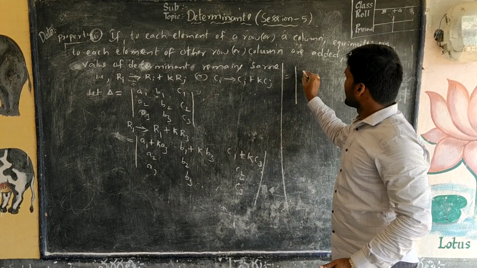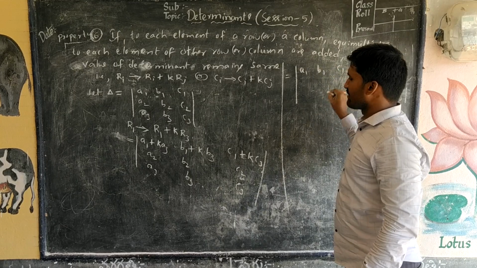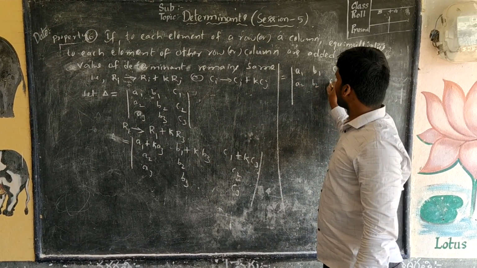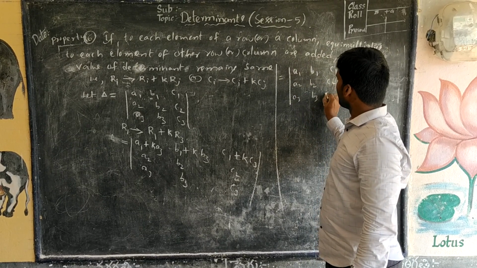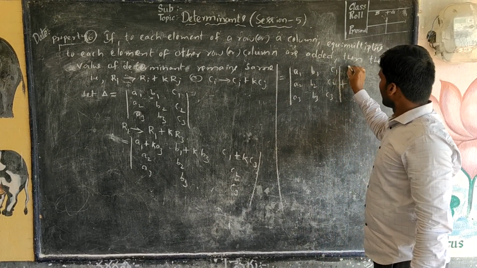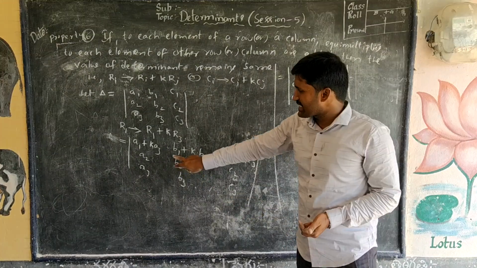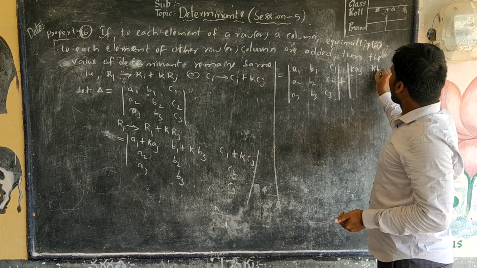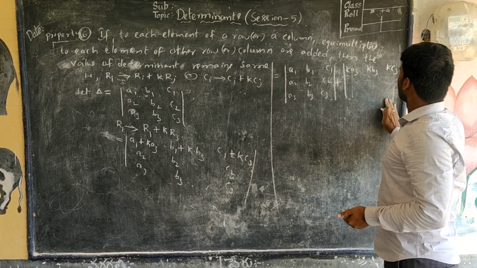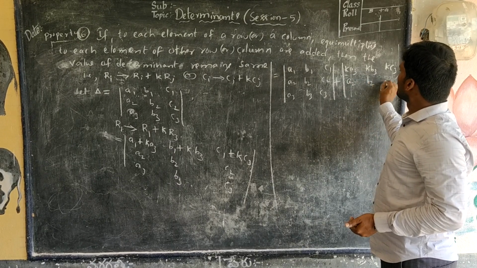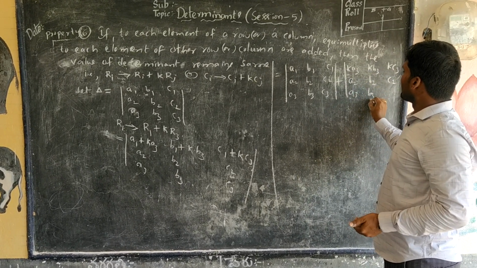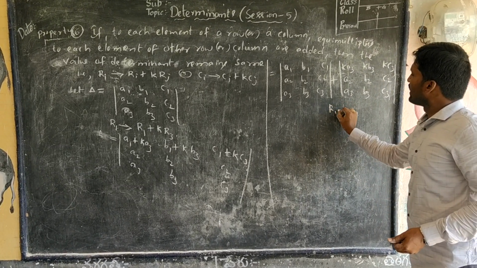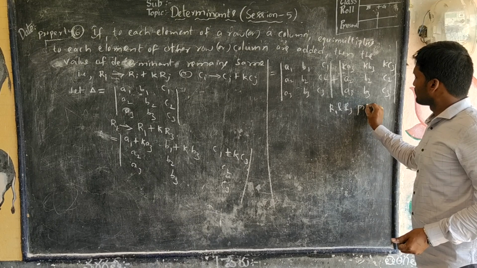How to express delta? A1, B1, C1 in this first row. Second row, third row remain the same: A2, B2, C2, A3, B3, C3. Now another determinant. Now we will take the second elements in the first row. What? KA3, KB3, KC3. Here A2, B2, C2, A3, B3, C3. Now, in this, R1 and R3 are proportional.